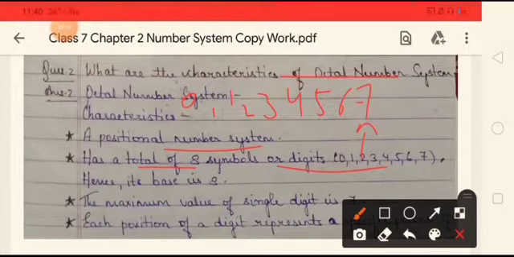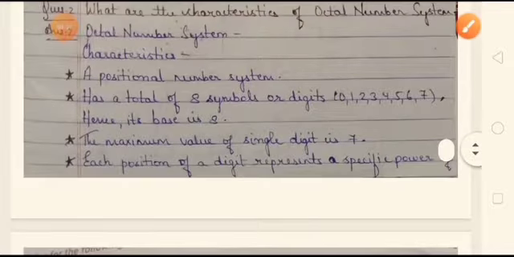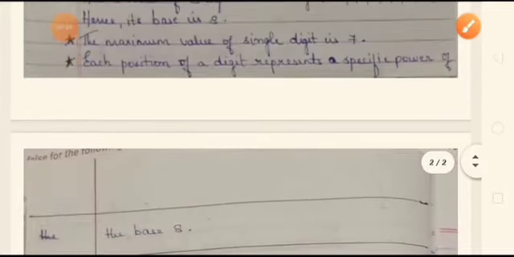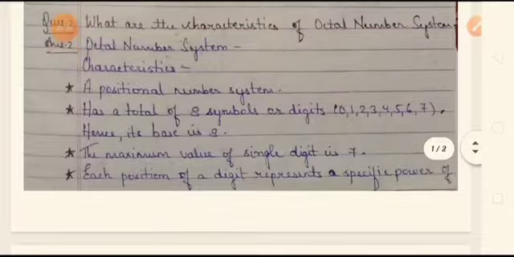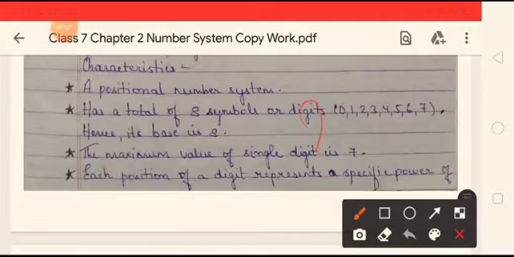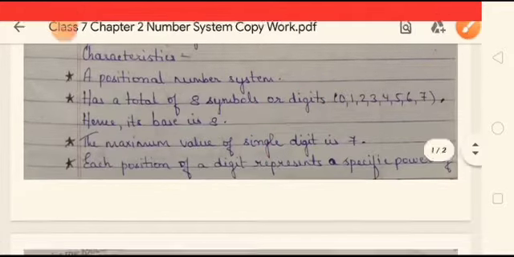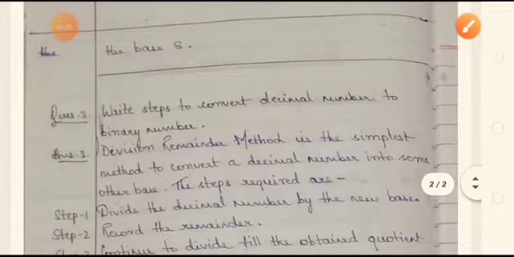As you can see, the digits can be depicted in this form, so the maximum value is 7. Each position of a digit represents a specific power of the base 8. Octal means 8, so these digits represent powers of 8, and its base is also 8.